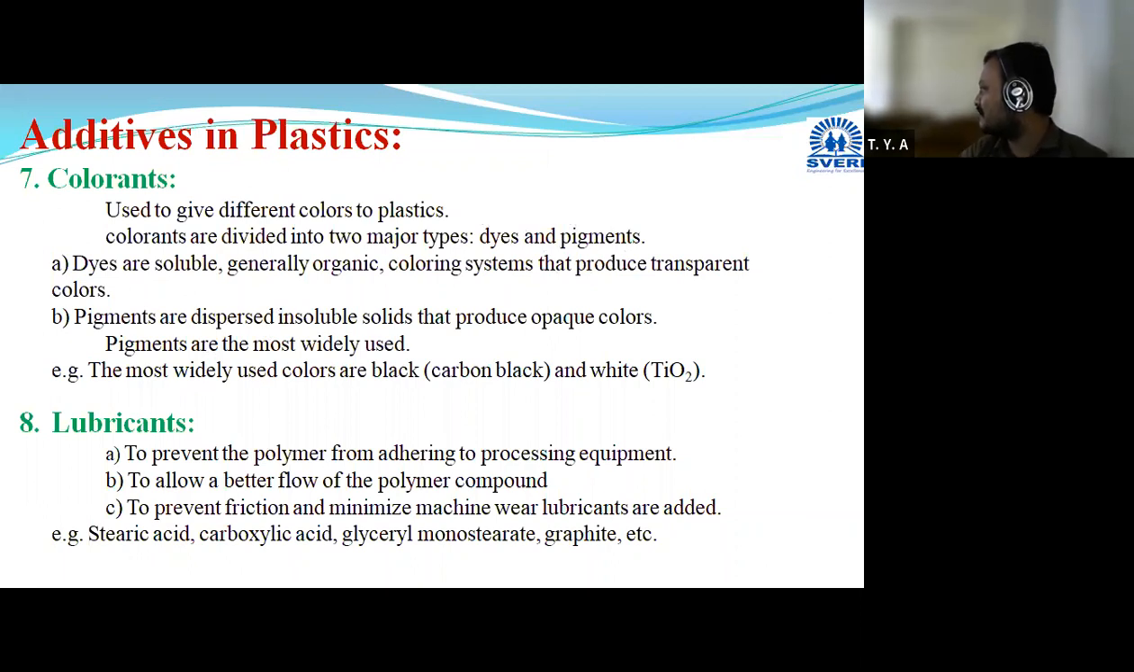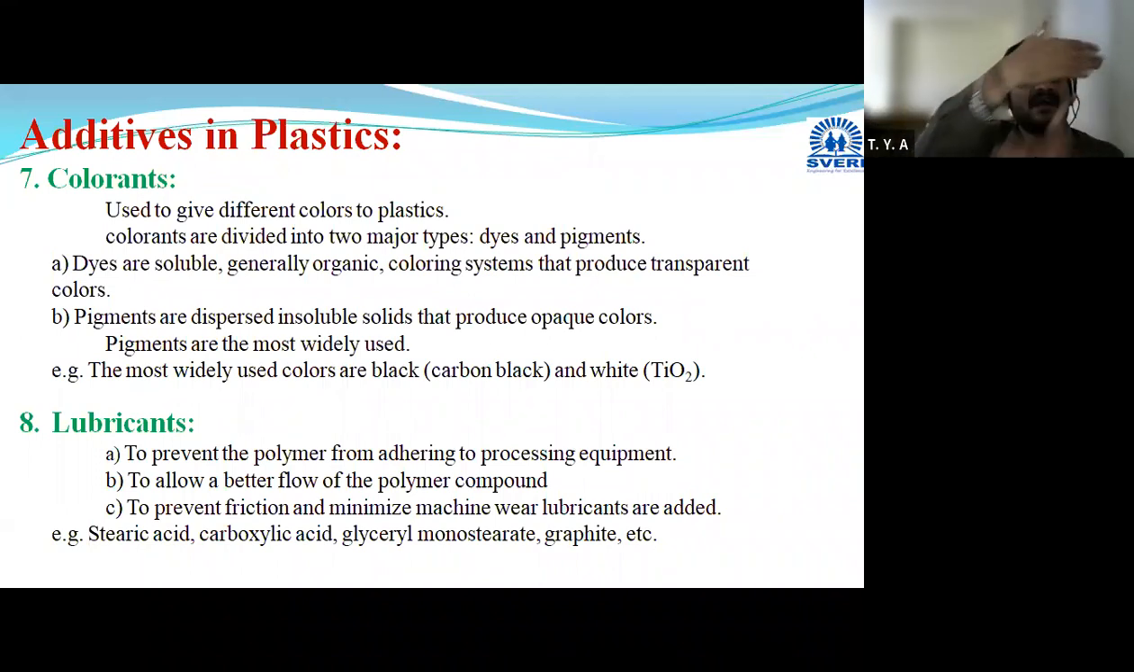Dyes and pigments, can you tell me? Here is one hint: dyes provide transparent colors, and pigments give opaque colors. If you have observed different kinds of paints, dyes and pigments are used in them. Some paints are transparent; you can see through that layer.